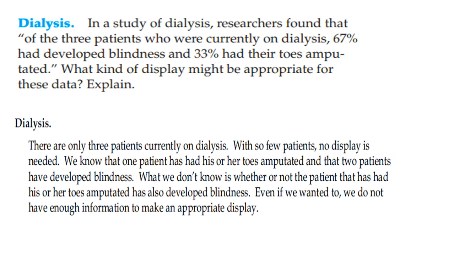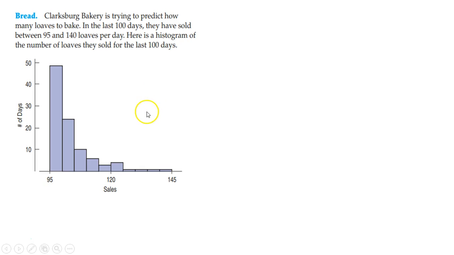So even if we wanted to, we do not have enough information that we could possibly display it, if that makes sense. You're assuming that they don't attract one another, right? They are dependent on each other, or maybe they're independent. We don't know that yet. That's what we're going to get to in the next unit.